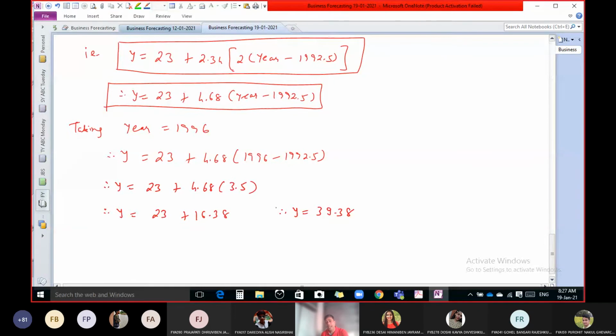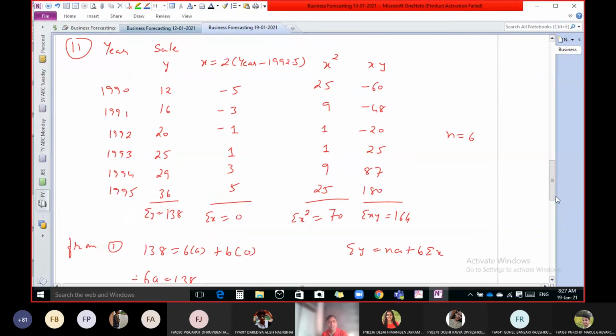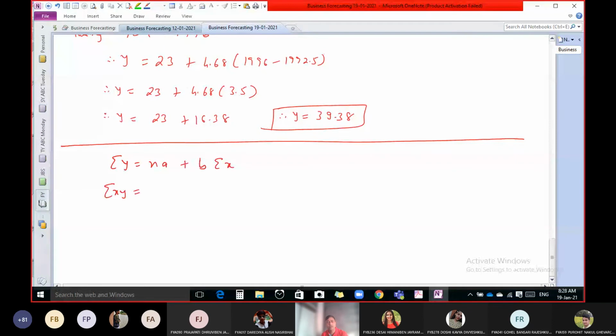Now listen, actually if you use the regression line for this data, you will get the same values of a and b. Just for your knowledge, let us discuss that part. See, here we have two equations: sigma y equal to na plus b sigma x, that is our equation 1, and the second equation is sigma xy equal to a sigma x plus b sigma x square. Now let us solve these two equations.